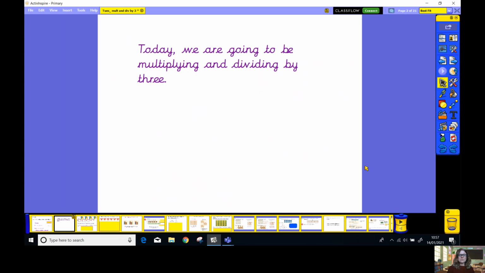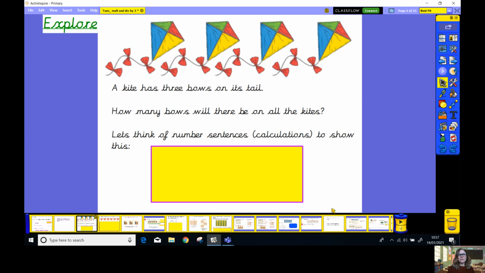Okay, today we're going to be multiplying and dividing by 3. So we're going to be finding out how many groups of 3 go into a number, and using our 3 times table to help us as well today. Now we're going to start off by looking at this picture, and here I have got some kites, and on each kite they have a tail with 3 bows on it. How many bows will there be on all of the kites? Can we think of a number sentence or a calculation to show this representation?